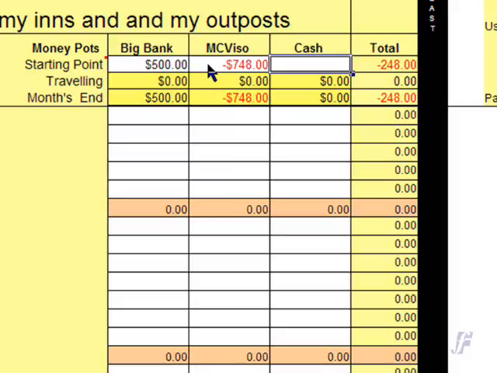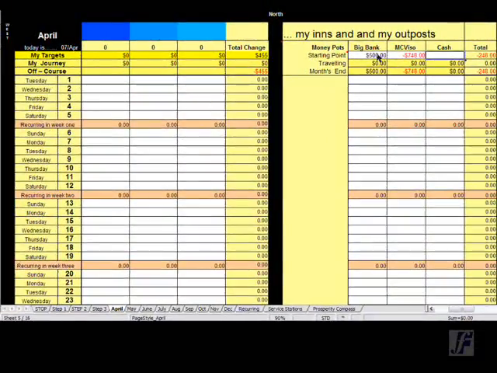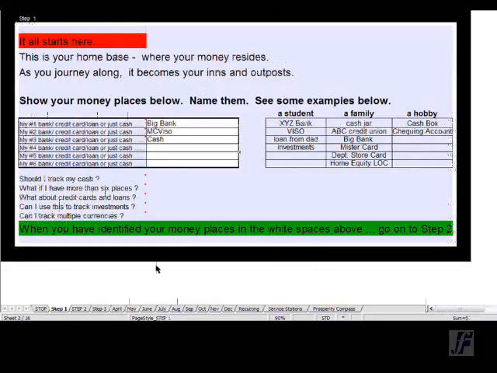We will have more on that later. All you need to know now is that you have identified your main money pots. The ones you use most come first. That's it for step 1. Good job! Now let's go to step 2, the most important part of the journey.